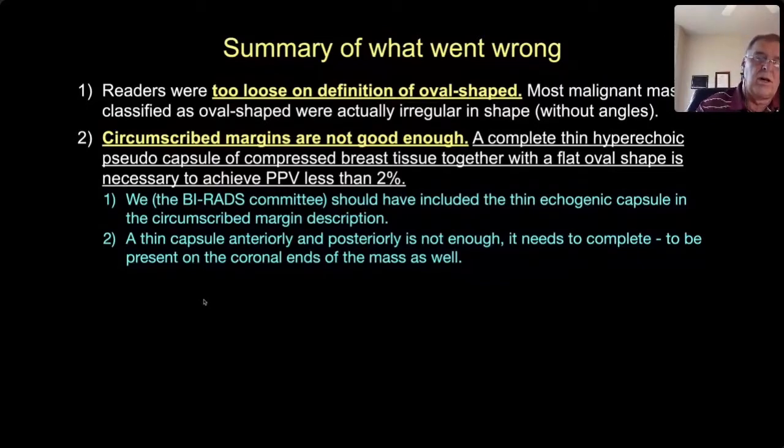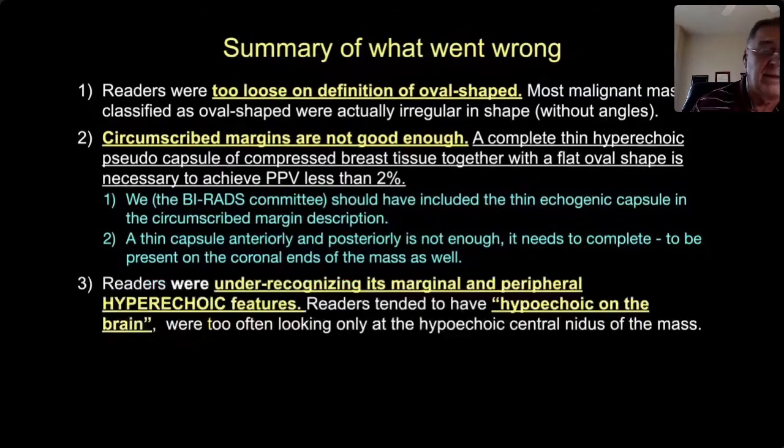And furthermore, it's not enough to have a thin capsule on the front and the back of the nodule. You have to very carefully search out for the capsule on the sides of the lesion, because the sides of the lesion is where invasion occurs. The coronal plane is the path of low resistance, and the coronal plane is on the sides of the lesion.